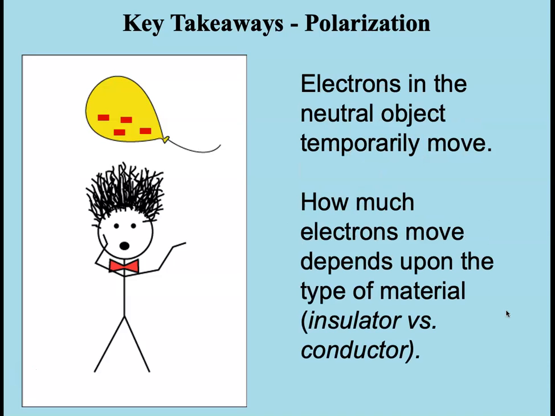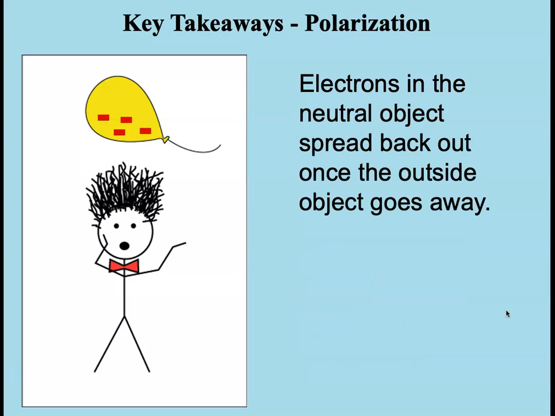The electrons in the neutral object will temporarily move. They'll either be attracted or repelled. And how much the electrons move depends on the type of material. So in an insulator, they'll move less. In a conductor, they'll move more. The electrons in the neutral object will spread back out once the outside object goes away.